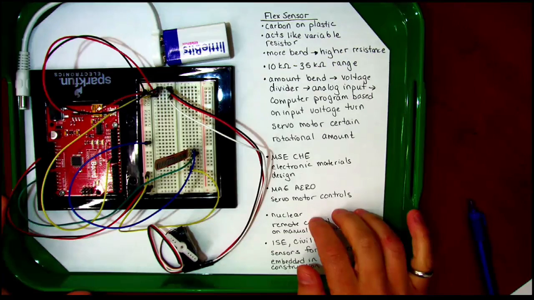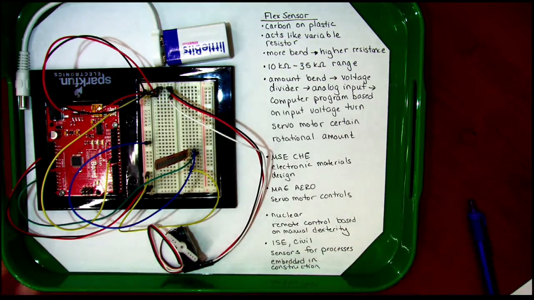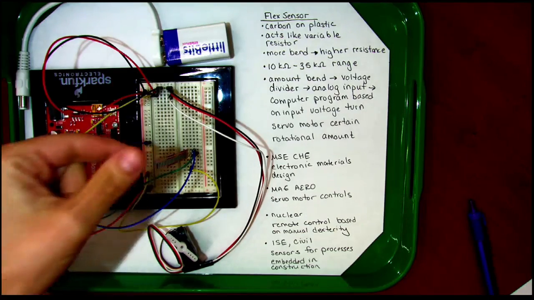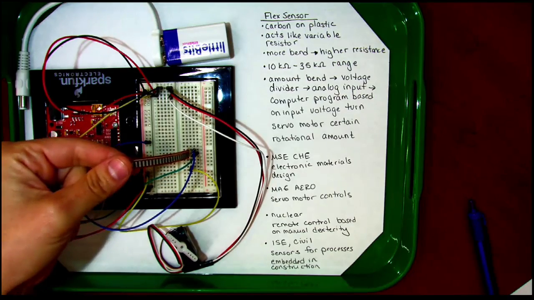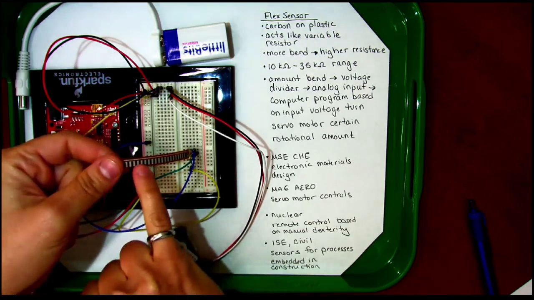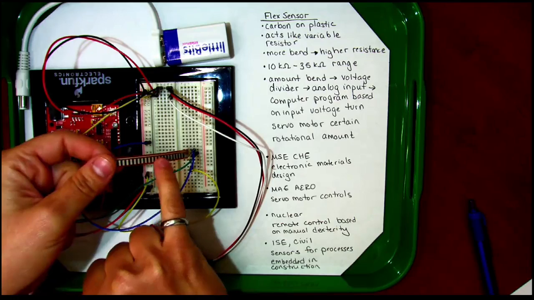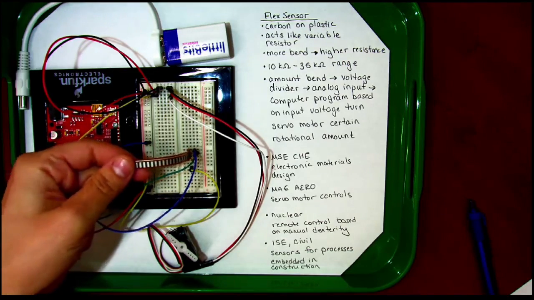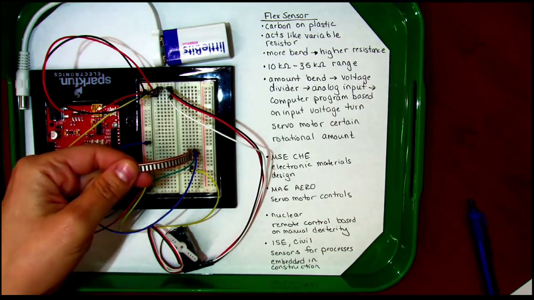We've talked a lot about resistors, and this is going back to resistors, but I want you to know about some of the different types. So this little guy here, he's patterned, is called a flex sensor. And he's a carbon pattern on a piece of plastic that's very flexible. They'll say flex sensor, you can bend him.